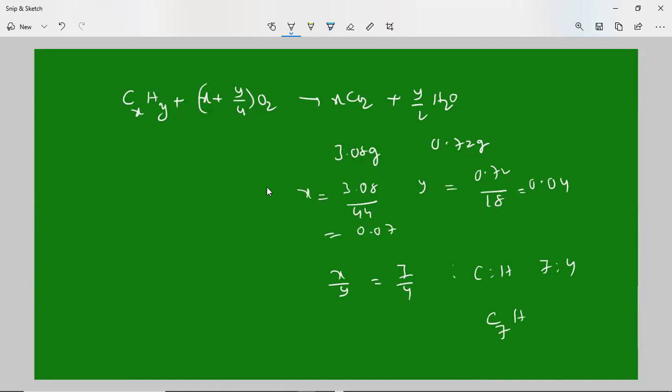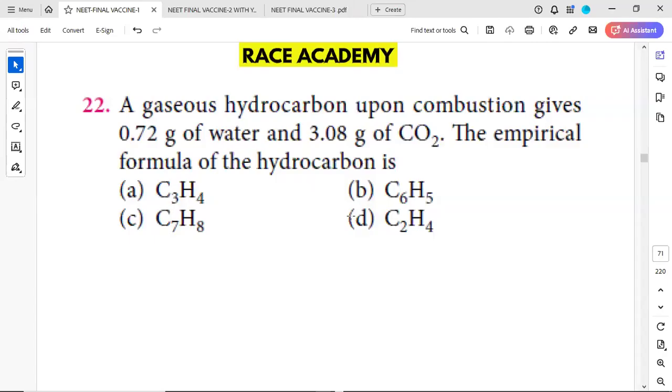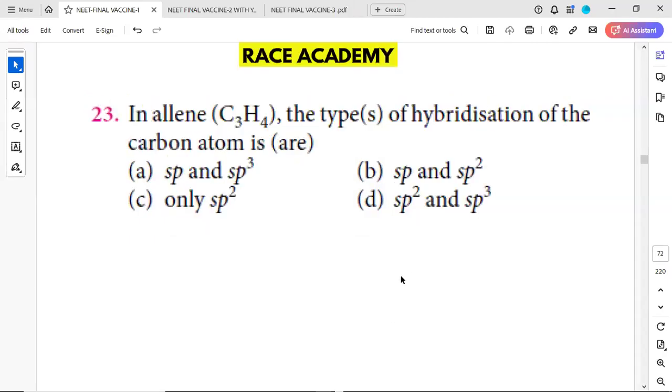The empirical formula is C7H8. Actually, the y by 2 answer we have is 0.04, so y is equal to 0.08. So 7 is to 8. So C7H8 is the answer for this one. The third option is the right option for this question.